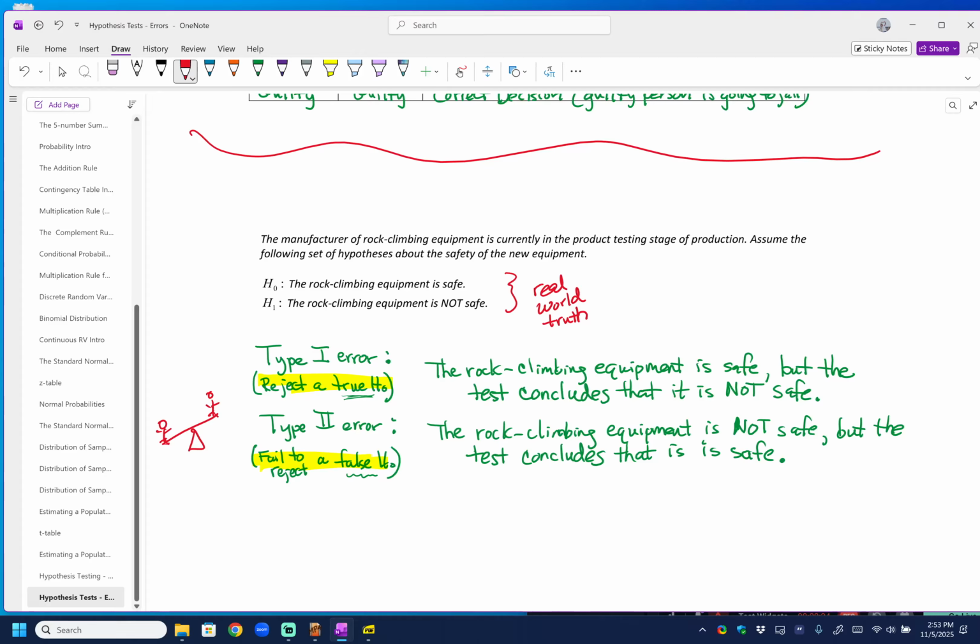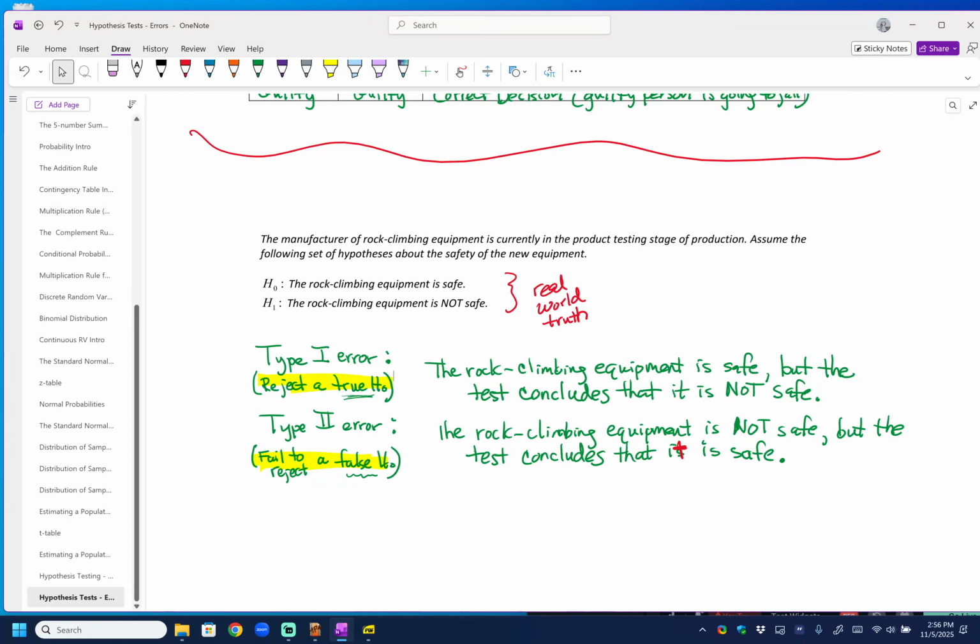So the first one says the rock climbing equipment is safe in the real world, but the test concludes that it's not safe. Well, if the test concludes that it's not safe, then basically they're not going to sell it. So according to this, we have safe equipment that's not going to be sold because the test has made the wrong decision. So who does that hurt? That hurts the company. The company's going to lose money. They're putting out safe rock climbing equipment, but then some test has made the wrong decision, and all of a sudden they can't sell it. So clearly that's not great for the company, right?